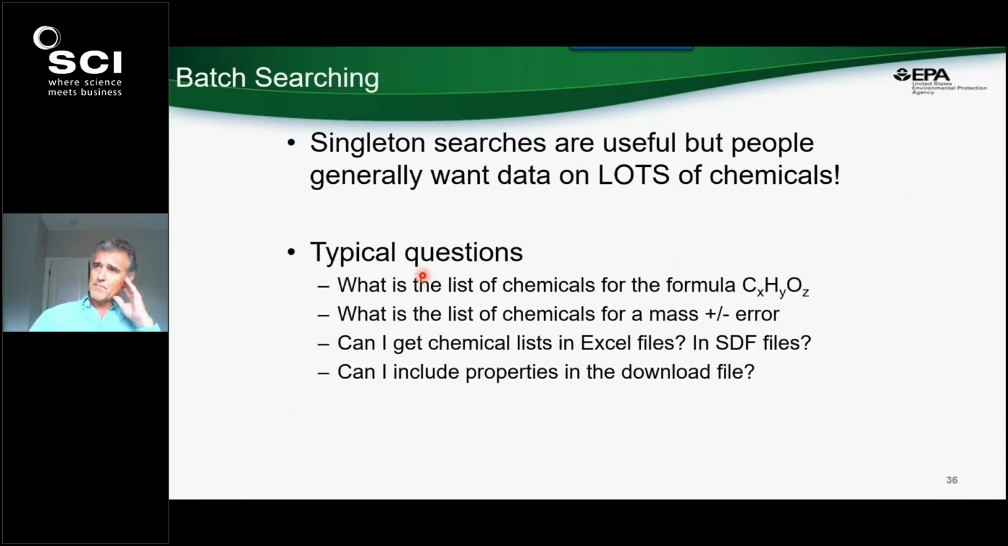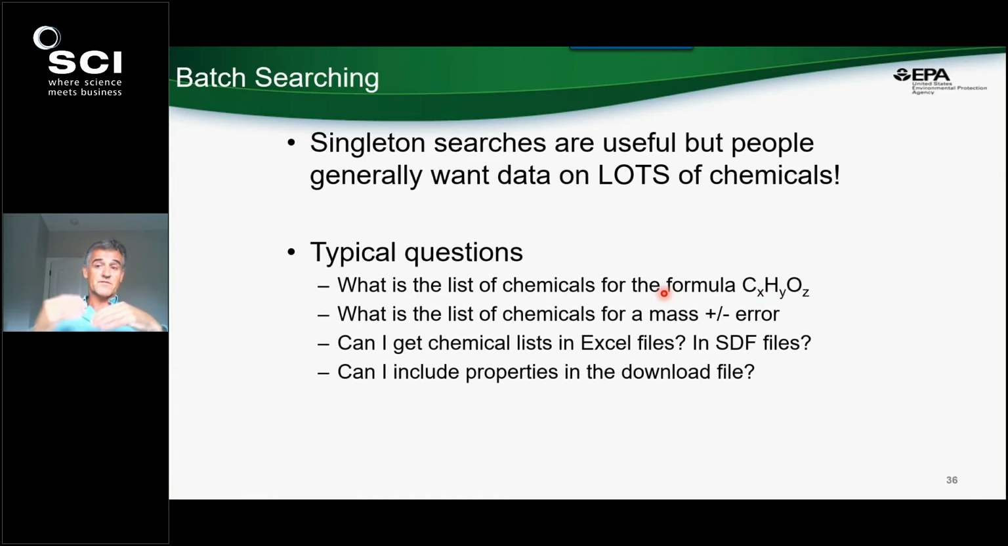Batch searching: while you may be interested in a single chemical or a single product use, such as lubricant, many people are looking for bulk data on a set of chemicals. So, for example, you might have a specific formula that you would enter in and find everything that matches that formula. That's an analytical science approach. Same thing for mass and error.